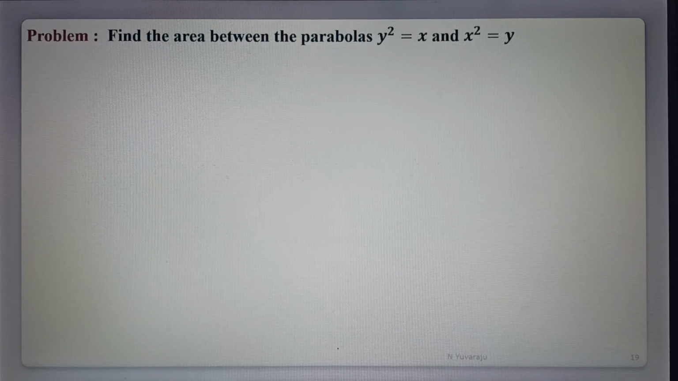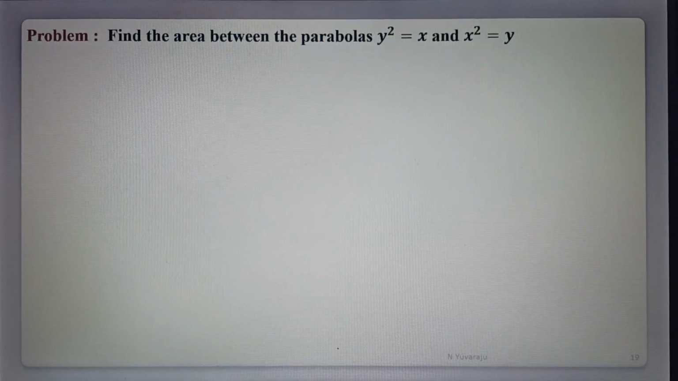So find the area between the parabolas y square is equal to x and x square is equal to y. The previous problem and this problem are the same, both are parabolas. But here we are finding the area. Area means double integration of dx dy, and the function is 1. So we directly find the limits in the region.